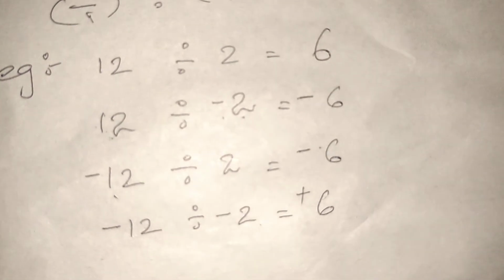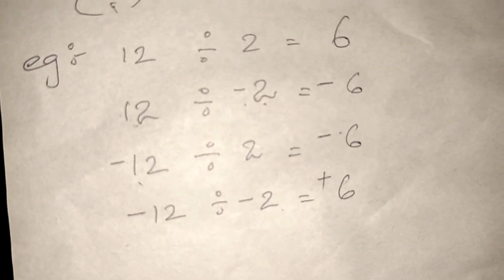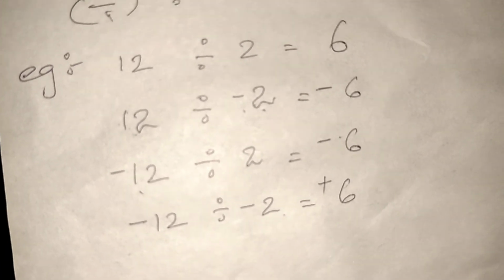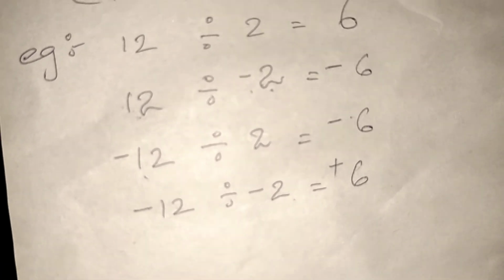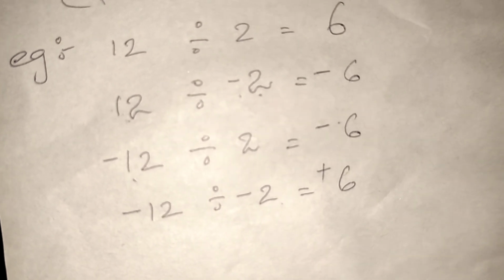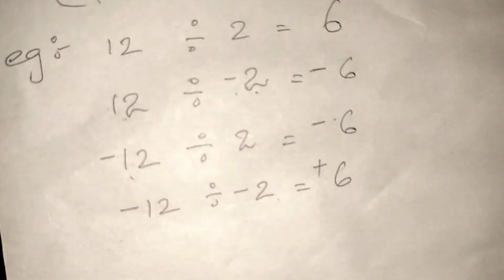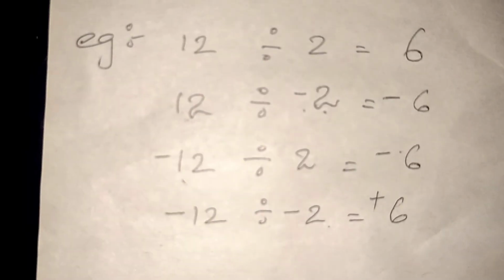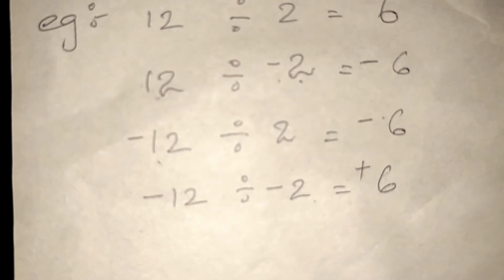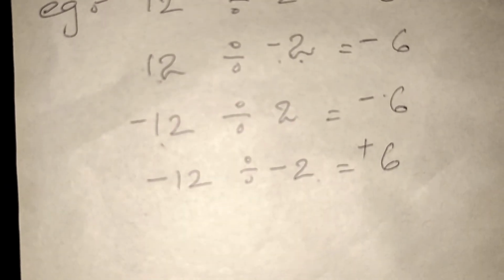These are the rules of negative numbers: addition, multiplication and division. Okay, we have some problems based on this idea, and we will discuss all these problems in the class. Okay, thank you.